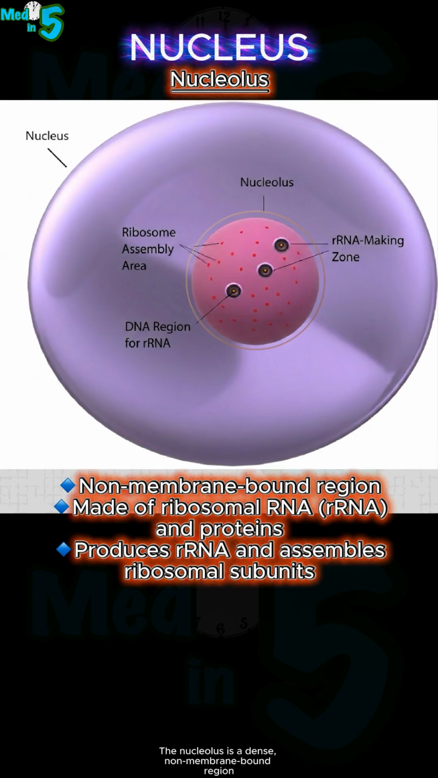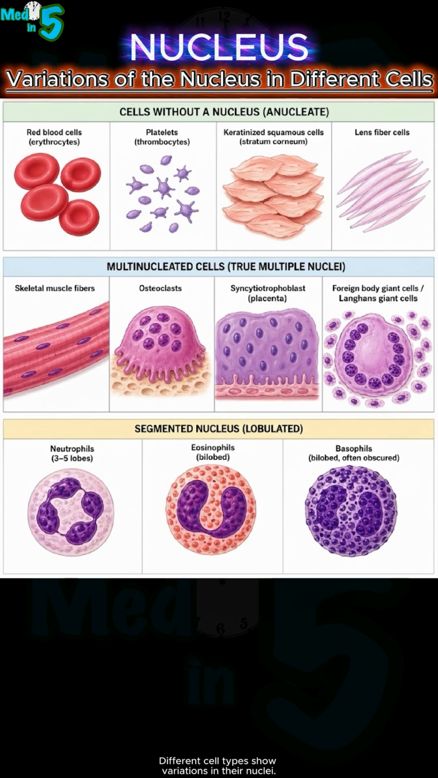Loose chromatin is active and may be transcribed into mRNA, while tight chromatin is inactive and cannot be copied into RNA. The nucleolus is a dense, non-membrane-bound region made of ribosomal RNA and proteins. It produces rRNA and assembles ribosomal subunits, which are exported to the cytoplasm where they form functional ribosomes for protein synthesis.